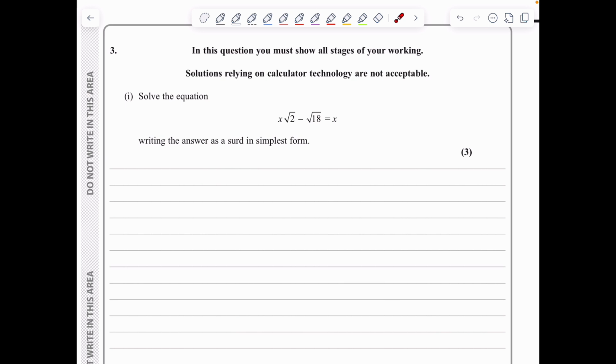In question 3, we need to show all stages of the working, and solutions relying on calculator technology are not acceptable. So we need to be careful here. We need to be showing every single step in every detail. Otherwise, we risk being penalized.